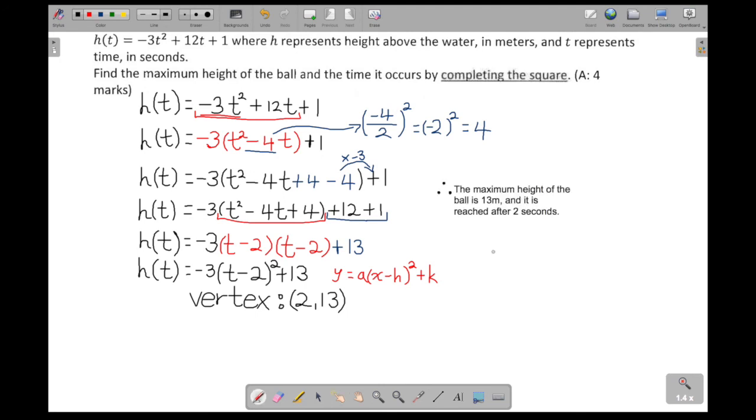Now the question is mostly done. All that's left is a therefore sentence. The question was asking for the maximum height of the bow and when it's reached. And so therefore, the maximum height of the bow is 13 meters and it is reached after 2 seconds.